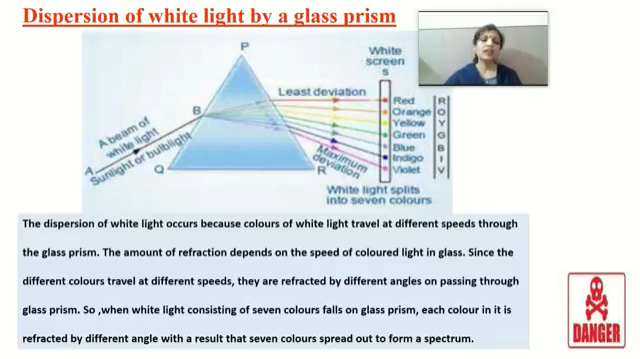Now the violet color has the minimum speed in the glass prism, and so violet color is deviated the maximum, and due to this the violet color appears at the bottom of the spectrum. Right, children? So the reason for violet at the bottom of the spectrum and red at the top of the spectrum is because of the difference in the speed of these two colors through the glass prism.